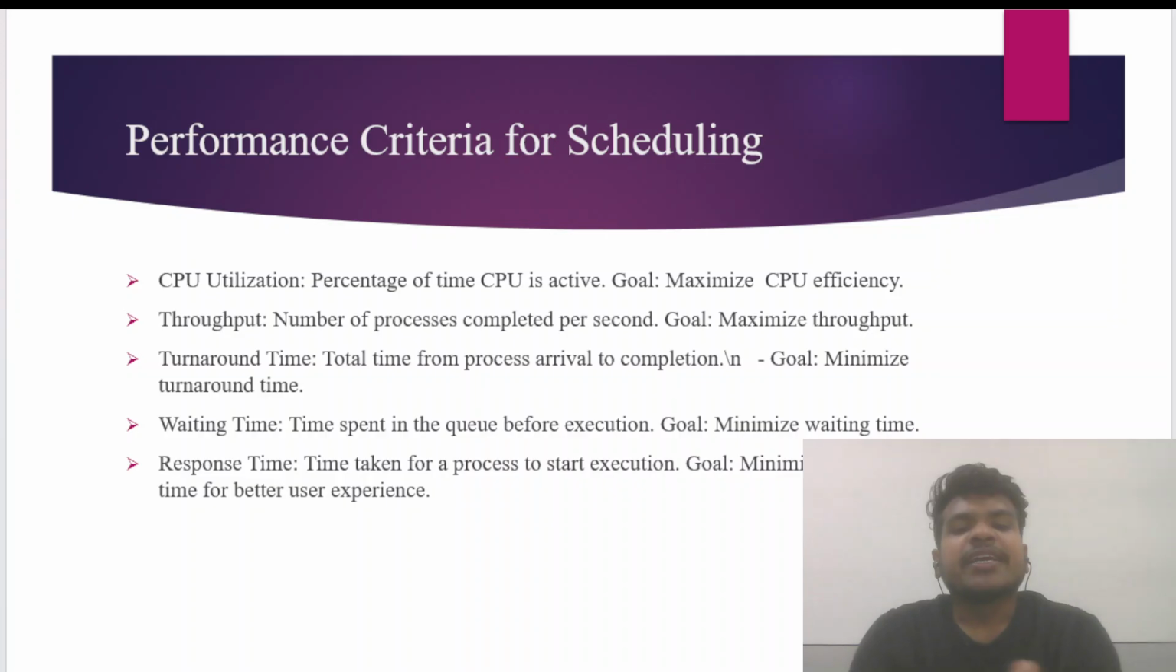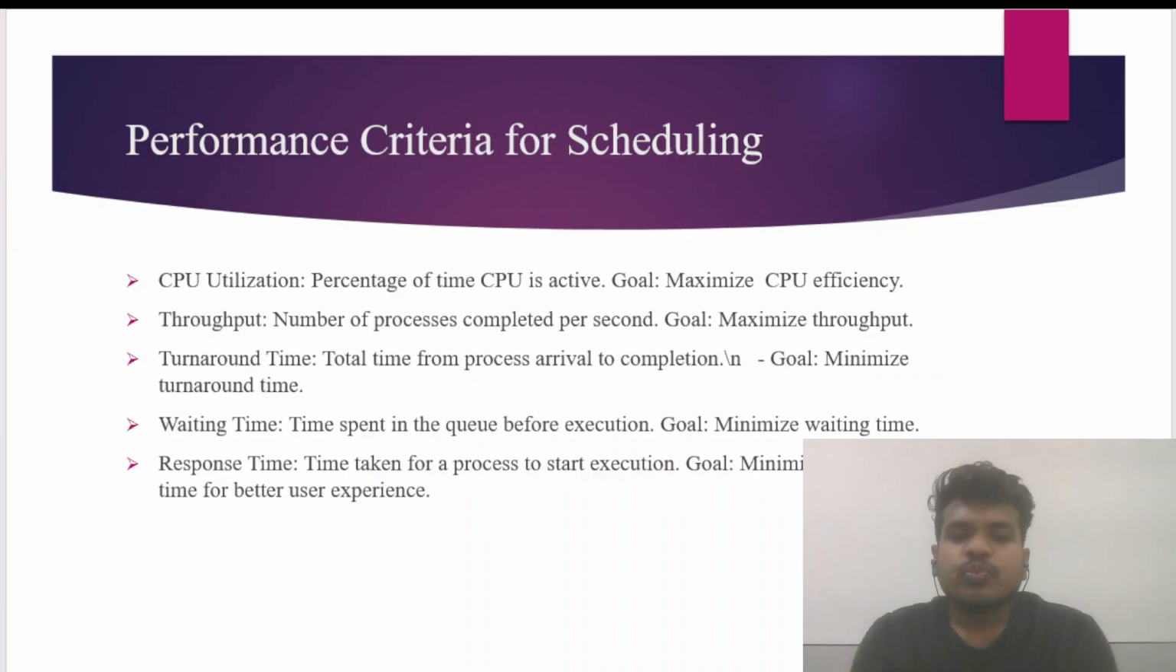After that, there is waiting time. It is the time that a process spends waiting in the queue before execution. Waiting time equals turnaround time minus execution time. Let me give you an example. A process waits 3 minutes before execution and takes 5 minutes to complete. Then the waiting time is 3 minutes. The goal is to minimize the waiting time and avoid any system lag that may occur.